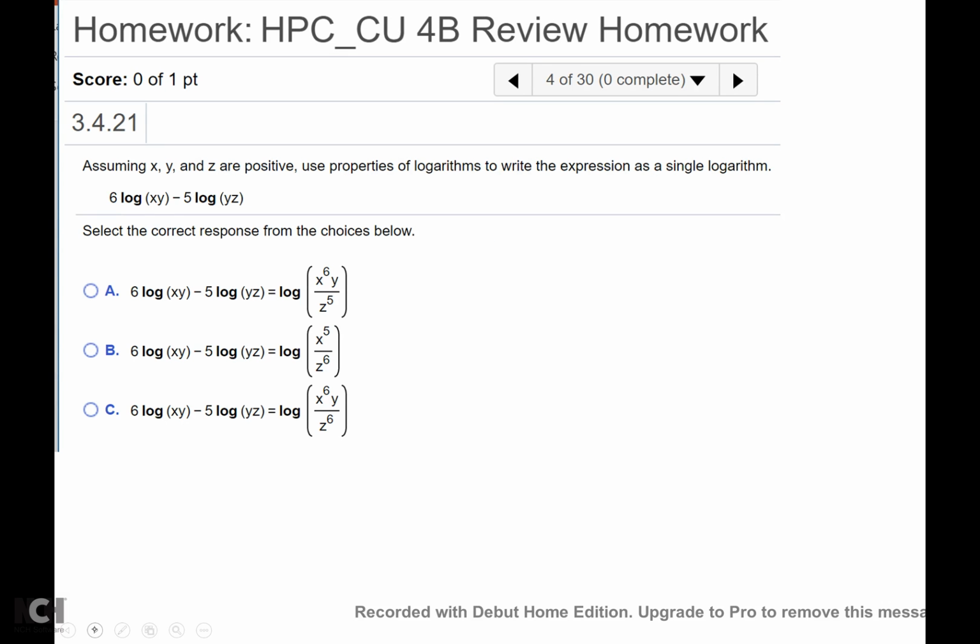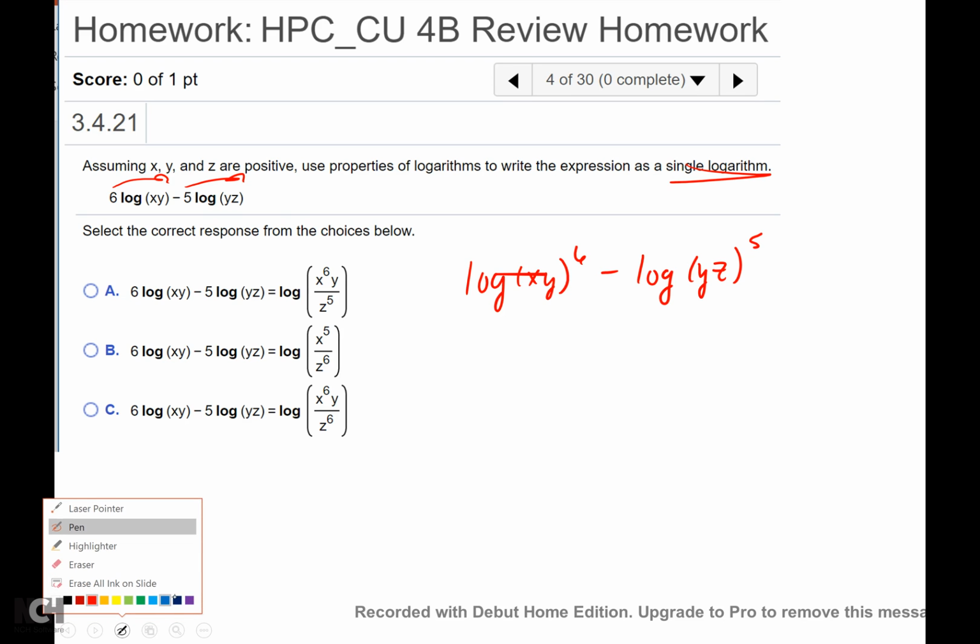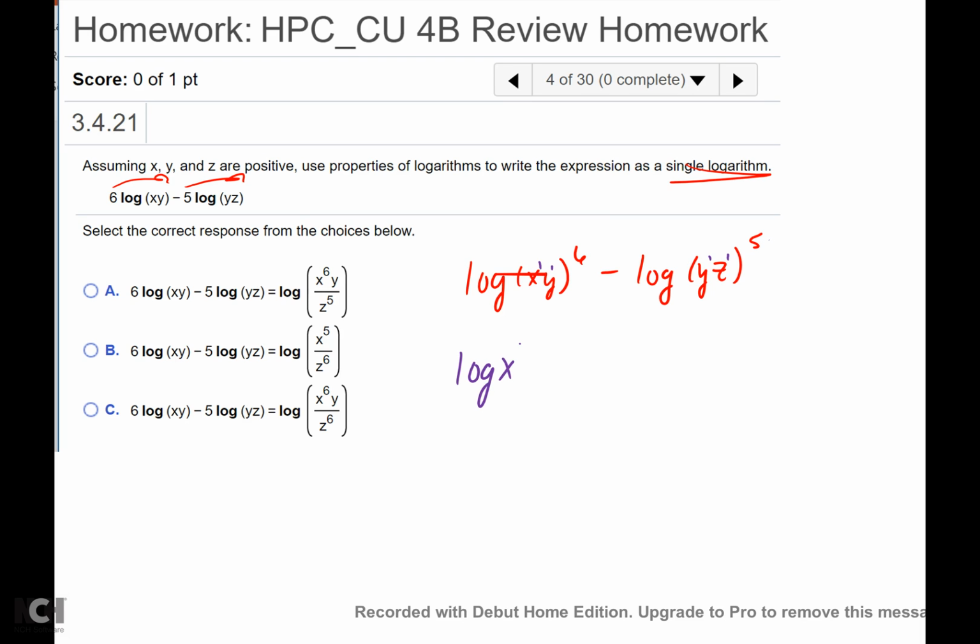Alright, so on this one, again, it wants us to write it as a single logarithm. So again, the first thing I'm going to do is go up like it's cold. So that's going to be log of xy to the 6th minus log of yz to the 5th. Alright, when you power a product, each exponent gets multiplied by the exponent. So that's going to be log of x to the 6th, y to the 6th, minus log of y to the 5th, z to the 5th.